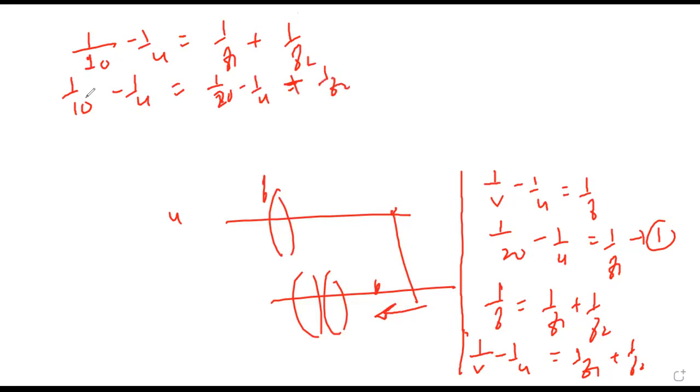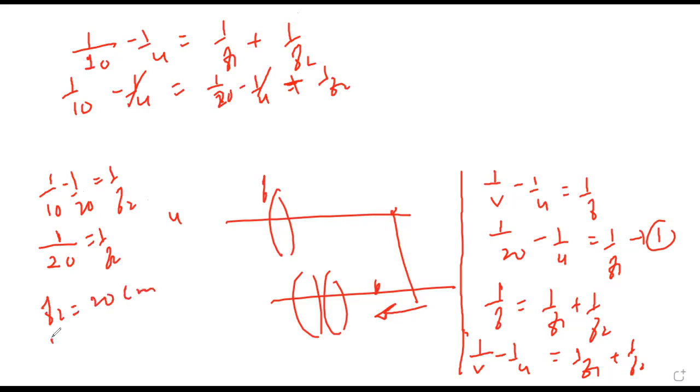Here 1 upon f1 is 1 upon 20 minus 1 upon u, plus 1 upon f2. Both sides you can cancel this 1 upon u. So from this we get 1 upon 10 minus 1 upon 20 is 1 upon f2. LCM is 20. 2 minus 1, 1 is 1 upon f2. That means f2 is 20 centimeter. Now power is 1 upon f2 in meter. So 1 upon 0.2, 10 upon 2 is 5 diopter. Follow? Now follow 20.